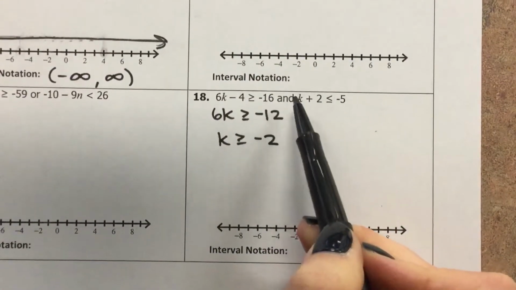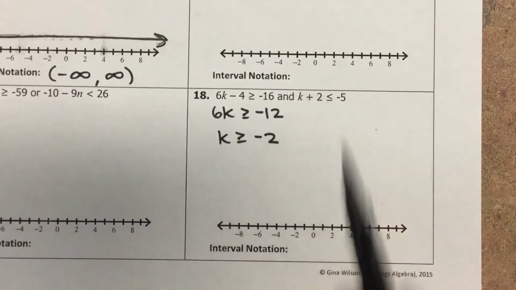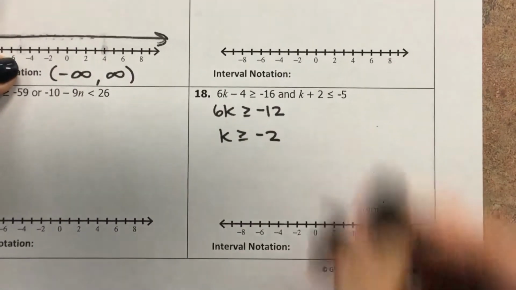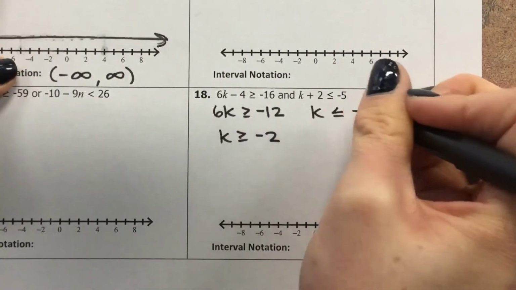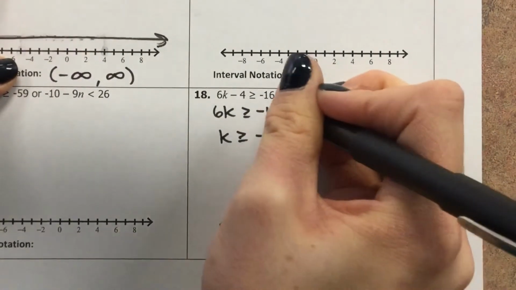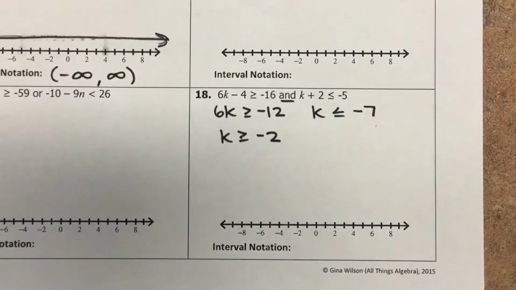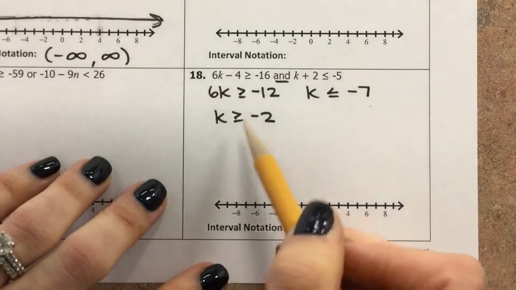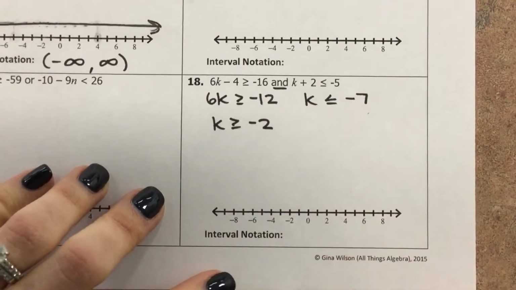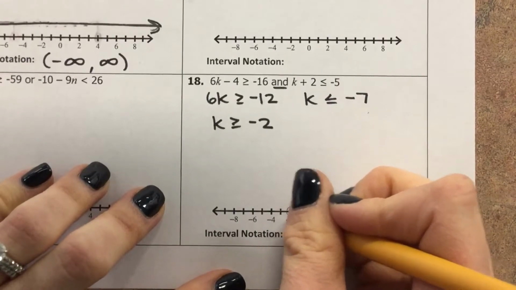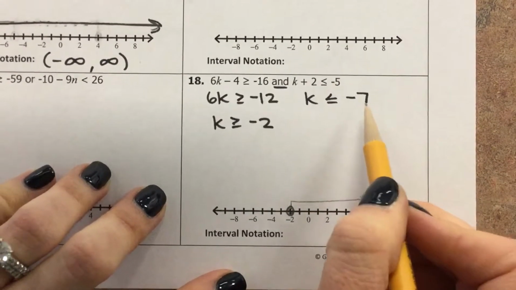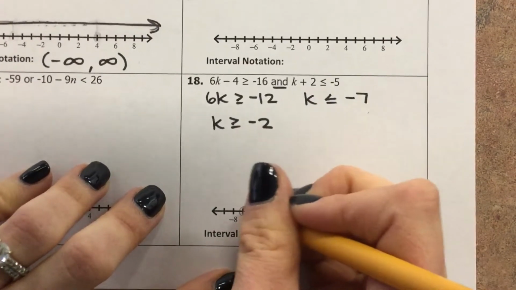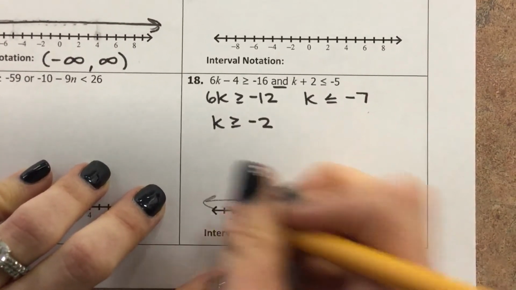Don't plot anything yet because this is an and, so I need to wait to see what the overlap is. This one, I'm just going to subtract 2 from both sides. So negative 5 minus 2 is negative 7. So this is an and. I'm looking for an overlap, so I'm going to sketch it in pencil just to see what happens. So greater than or equal to a negative 2. Here's the negative 2, and I go off to the right. Less than or equal to a negative 7. Here's the negative 7, and I go off to the left.